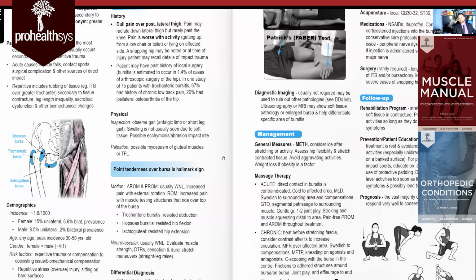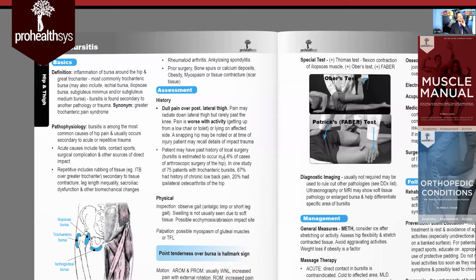What else? Rheumatoid arthritis, again, not super common, but you can have rheumatoid nodules in these bursa, and ankylosing spondylitis is just another seronegative spondyloarthropathy, so just be aware of that. Prior surgeries, bone spurs and calcium deposits can be there, and contracture and scar tissues definitely warranted.